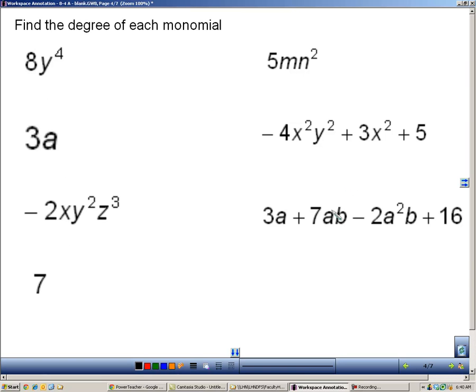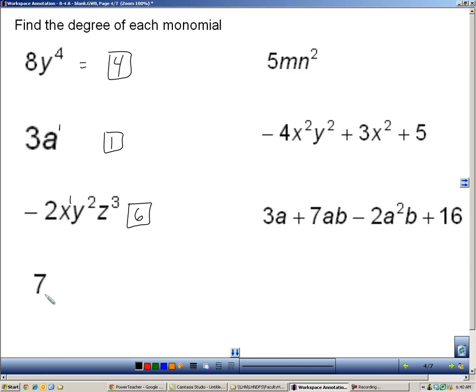Here we're going to find the degree of each one of these monomials, and then at the end here we have a couple polynomials we're going to find the degree of. We'll start right here with 8y to the 4th. Remember, the degree of the monomial is adding the exponents, so this one has a degree of 4. This one here, 3a, we don't care about the 3. What we care about is the exponent here on the a, so the degree for this one is a 1. Next monomial, this x has a 1 on it, so 1 plus 2 plus 3 is 6. So the degree of that monomial is a 6.